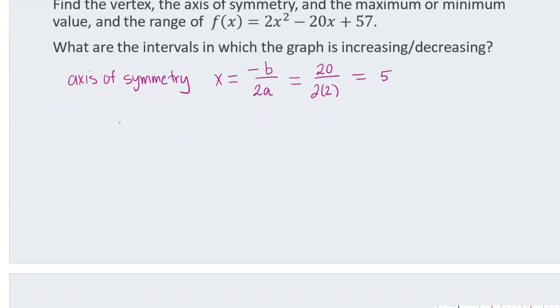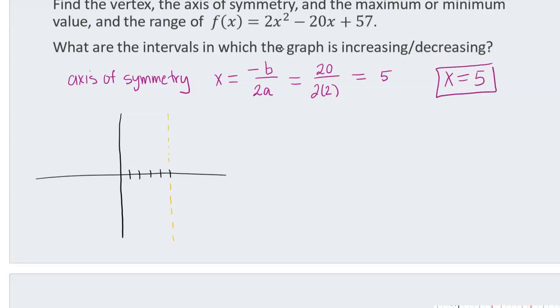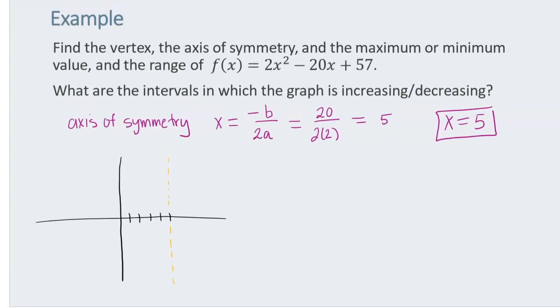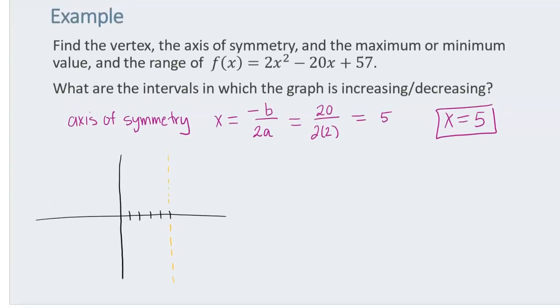So if we were to get a rough sketch of a graph, we know that the center of our graph is going to be here at x equals 5. It's that line x equals 5, right? It's actually the equation of a line. We don't know how high or low the maximum or minimum is on this.